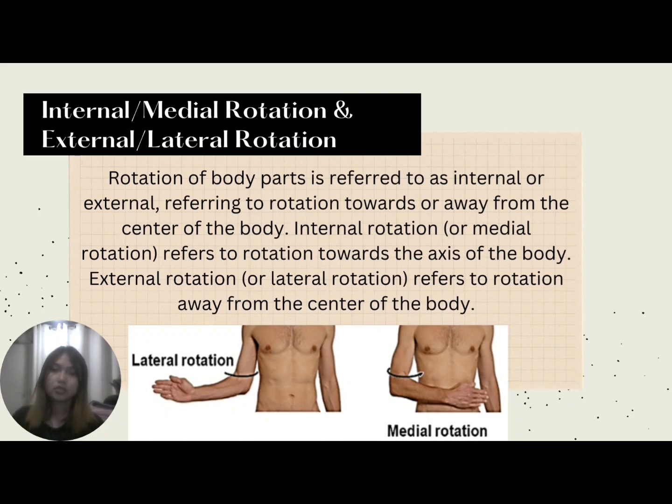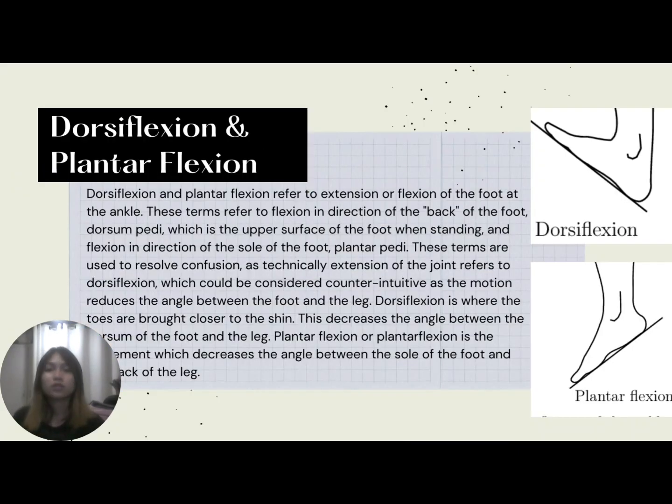Internal or medial rotation and external or lateral rotation. Rotation of body parts is referred to as internal or external, referring to rotation towards or away from the center of the body. Internal rotation or medial rotation refers to rotation towards the axis of the body. And external rotation or lateral rotation refers to rotation away from the center of the body, like this example picture below.